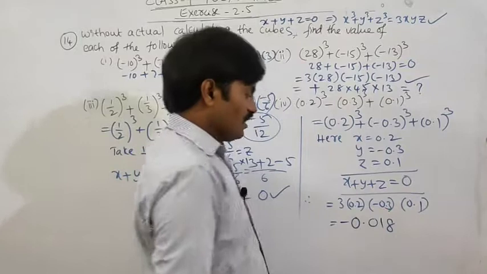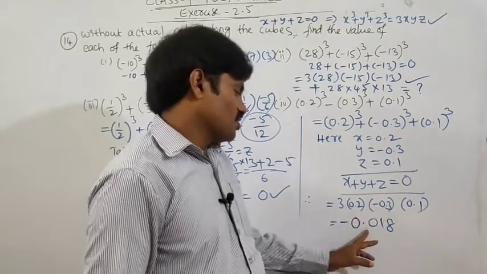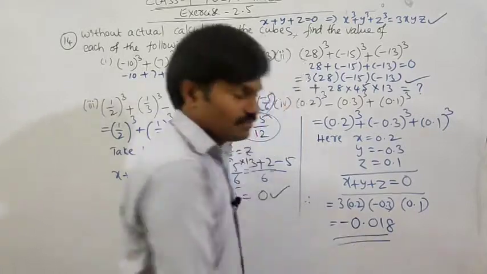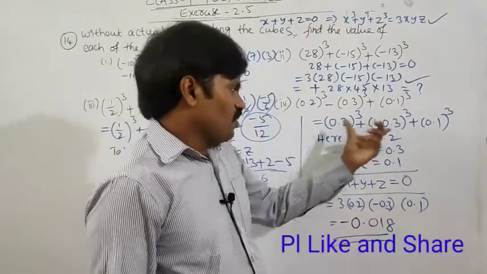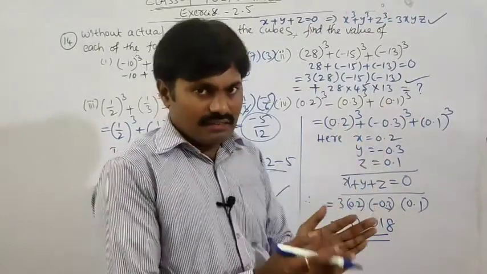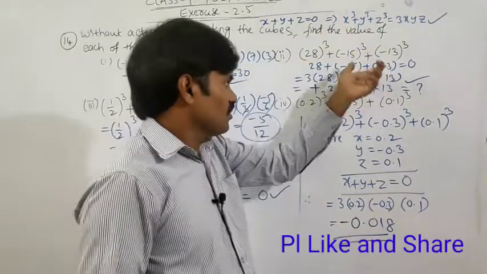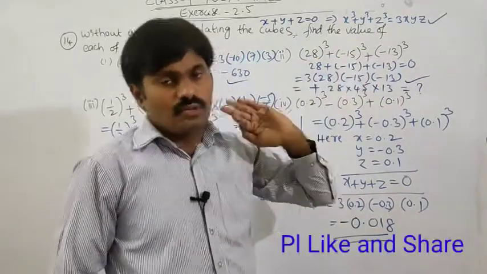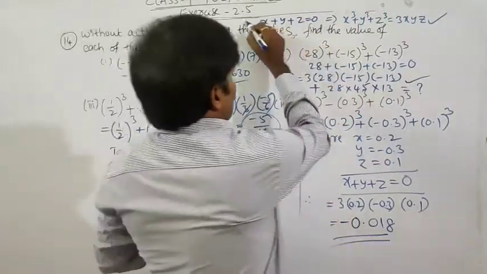Now the sign. The product of positive and negative terms gives us negative. So here there is only 1 minus. So plus into minus is minus. Minus 0.018 is the answer. Okay. Instead of this, of course, with smaller numbers we can use general cubing and adding. But in this case, it is a little difficult to expand each and every cube. So we can apply this method, that means we can apply this result.